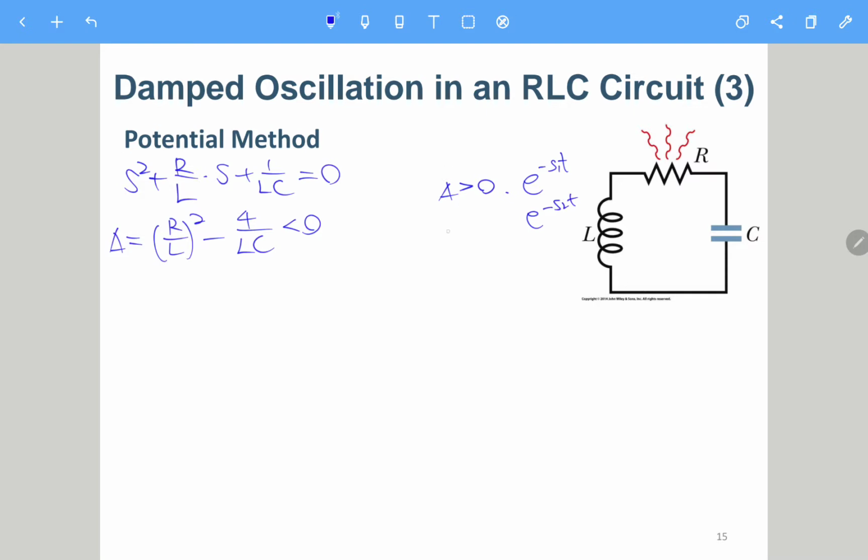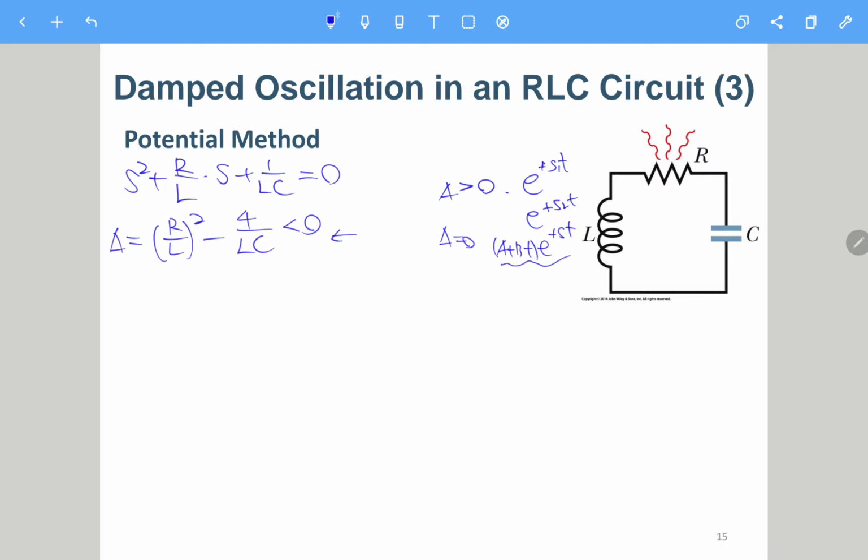And for delta equals 0, it becomes (A plus Bt) exponential to negative st, something like that, or positive. You can simply imagine s is a negative value. So this is not oscillation either. So the only case we are concerned with is when delta is smaller than 0, then it will be damped oscillation.